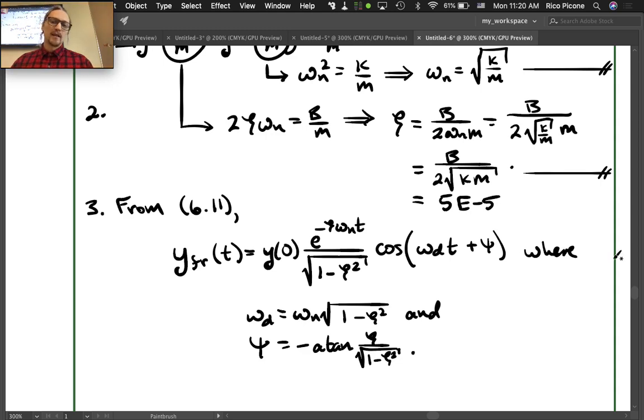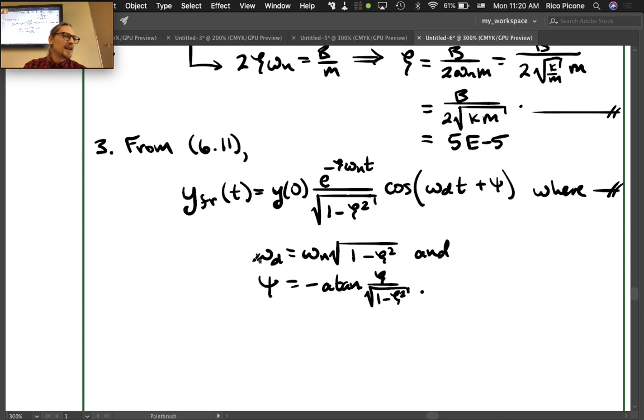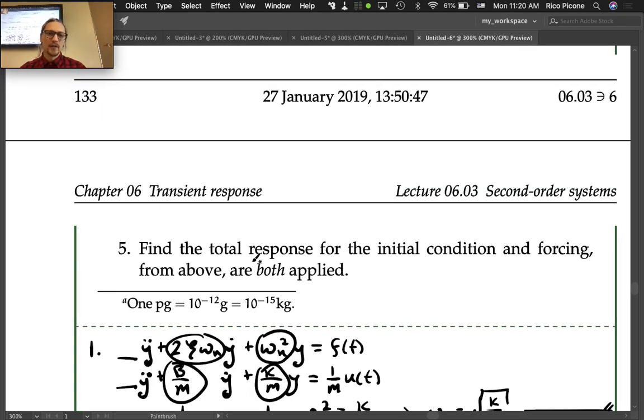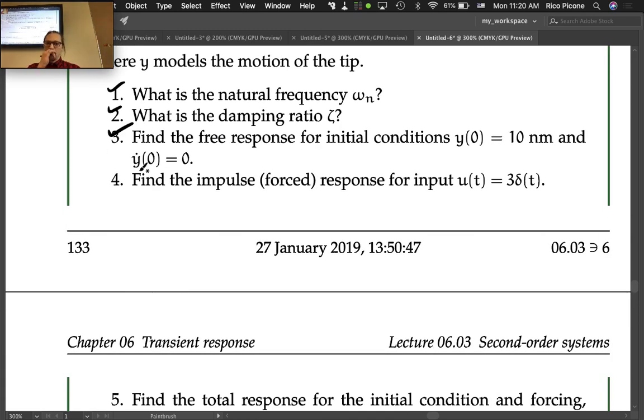So this is the solution. So that's our free response. Cool. Didn't have to do it from scratch. It's nice. And then the next question. So 3, that was 3. And then 4, find the impulse response for the scaled delta function.